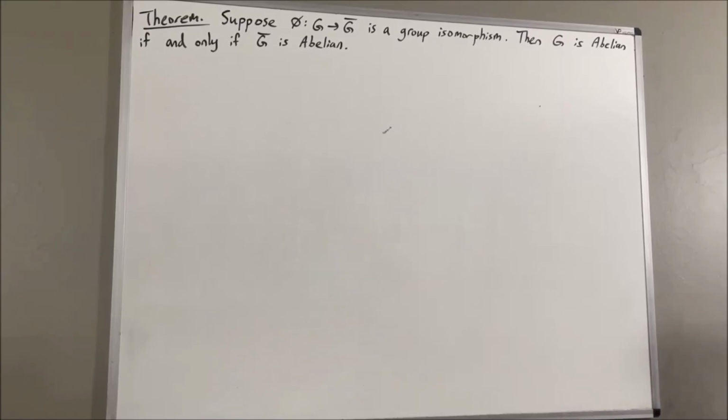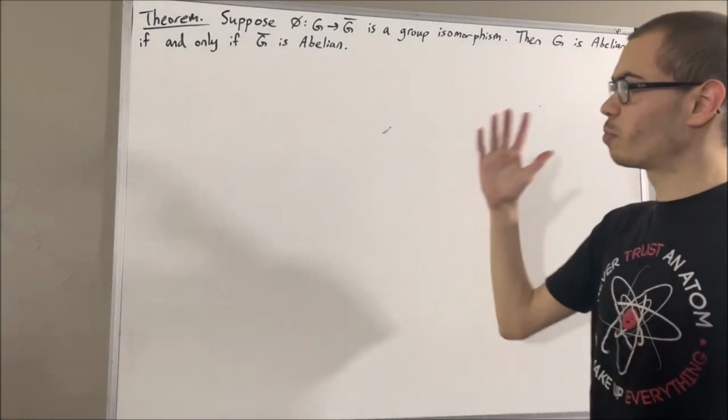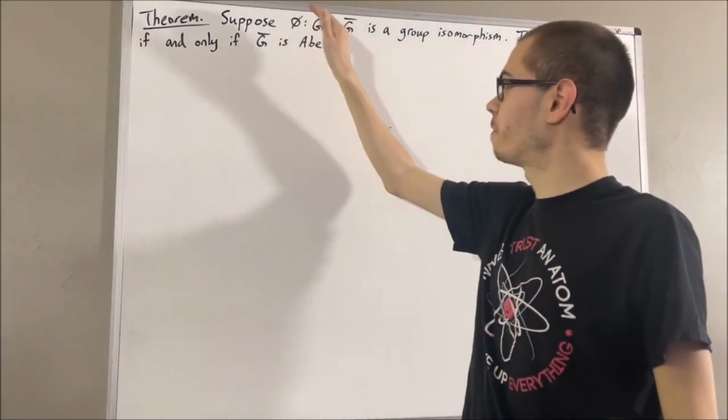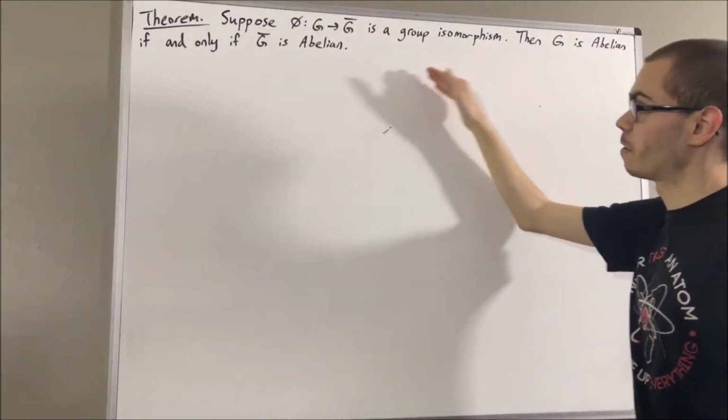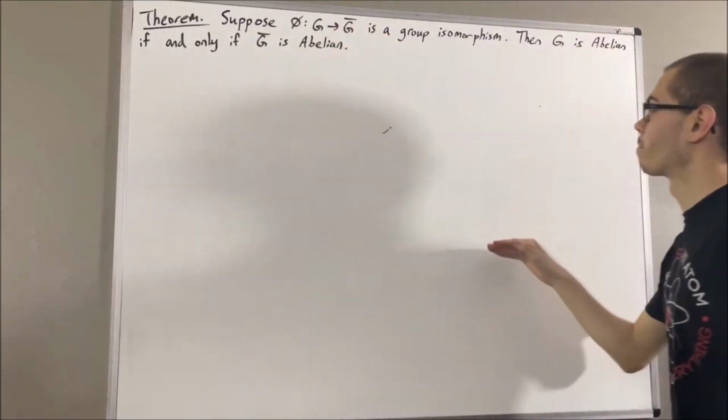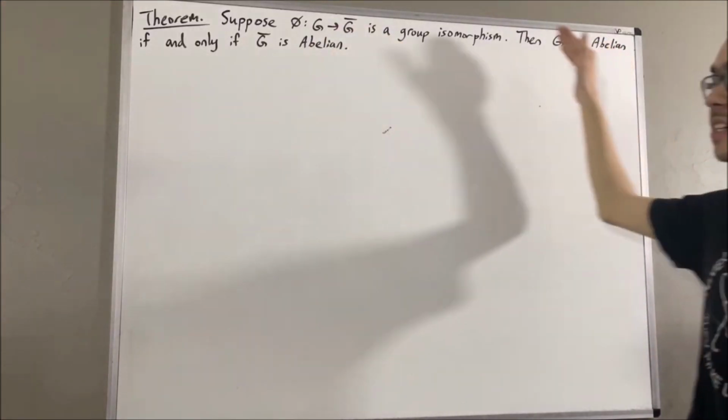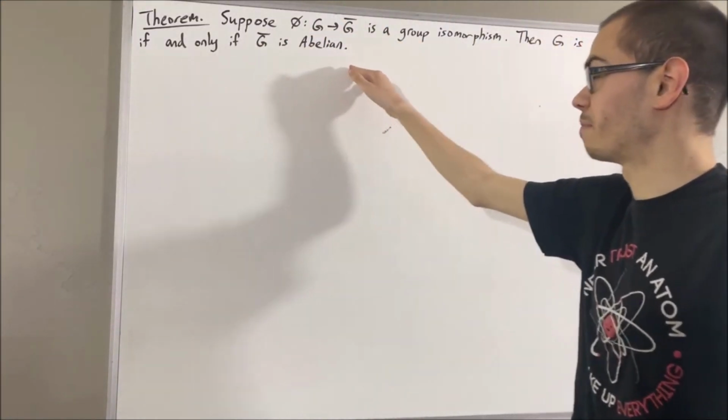Hello! In this video, we are going to prove the following theorem. Suppose phi is a group isomorphism from a group G to a group G bar. Then G is abelian if and only if G bar is abelian.